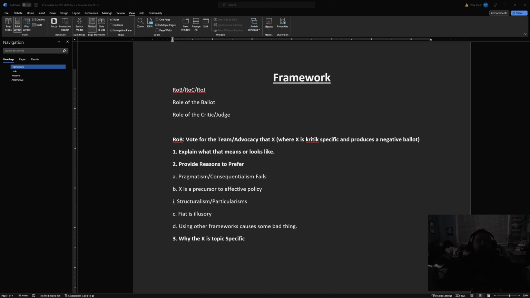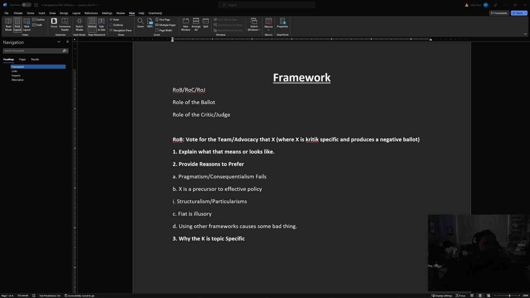This is for people who just want to write a K, have no idea what even goes in a K besides the 4 parts, and it gives you sort of a general strategic approach to doing that and simplifies it a lot. So, there's 4 parts to a K in theory, and framework is the first part.